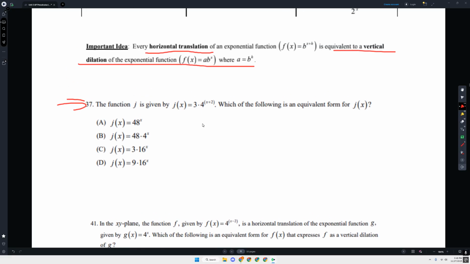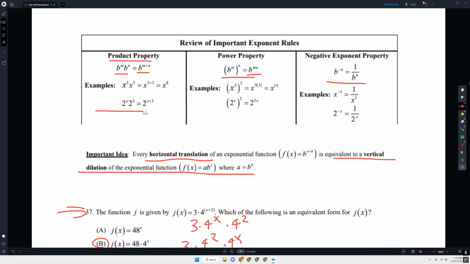For this first one, I'll walk through these next few so we can get to some harder ones. We would go 3 to the 4 times x times 4 to the 2. Then from there, it would be 3 times 4 to the 2 times 4 to the x. 3 times 16 times 4 to the x, which would be 48 times 4 to the x. So B. And this is because of the product property, which says you multiply these two instead of adding them.